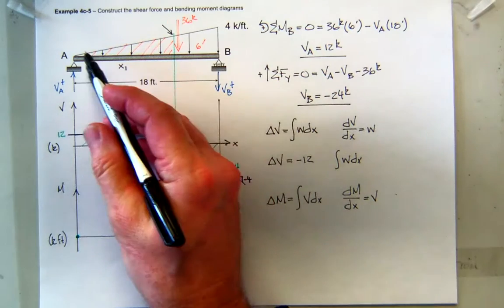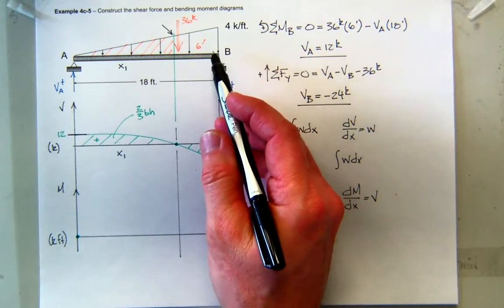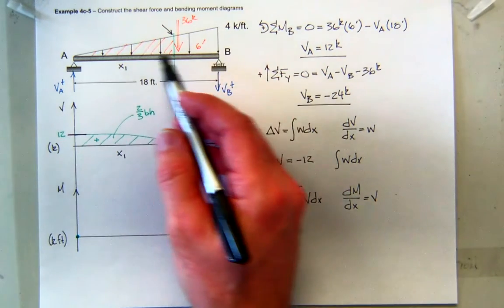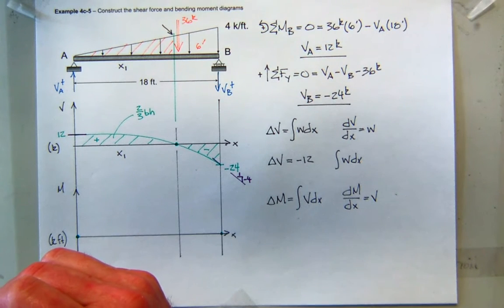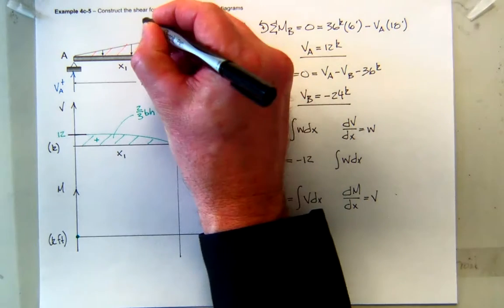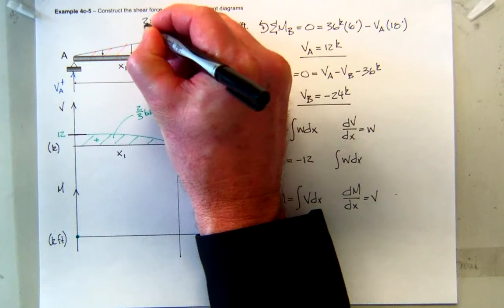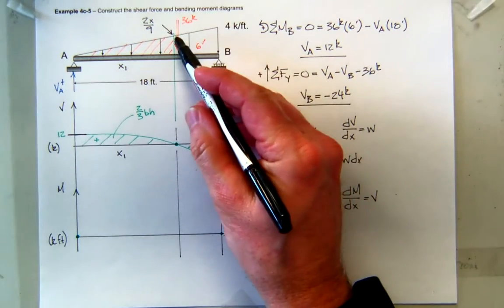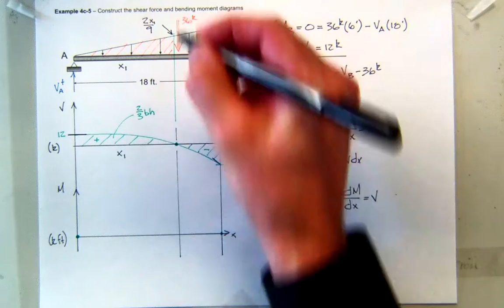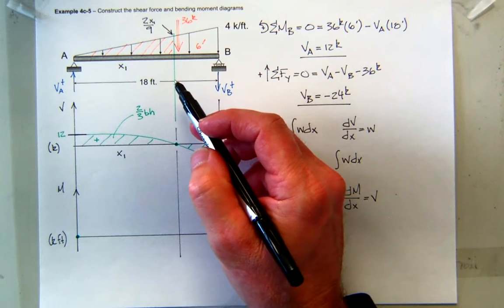What's the slope of this line? Rise over run. 4 divided by 18. That's 2/9. So this would be 2x over 9. That will tell me the height. Actually, I'll put x1 there. 2x1 over 9. See that?